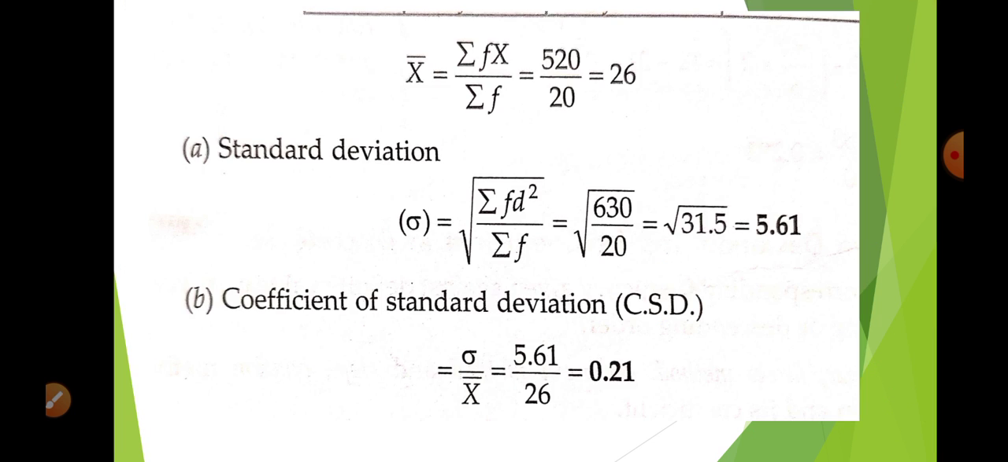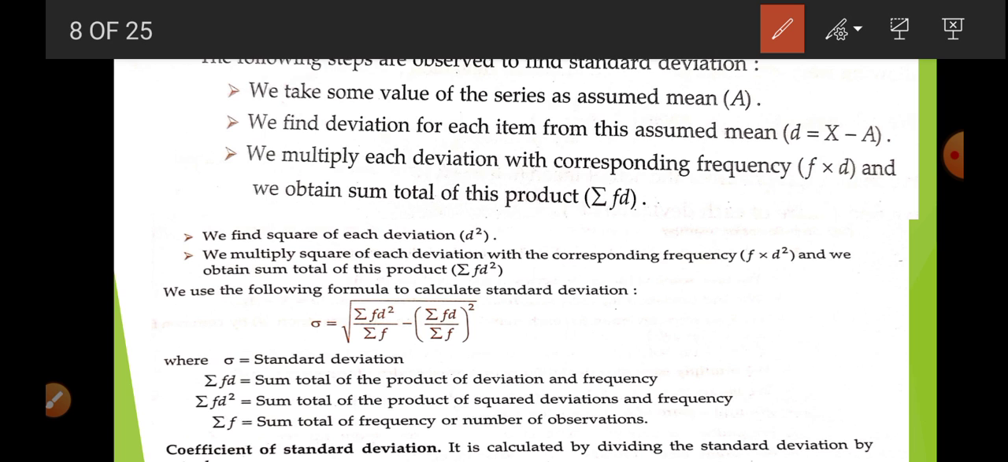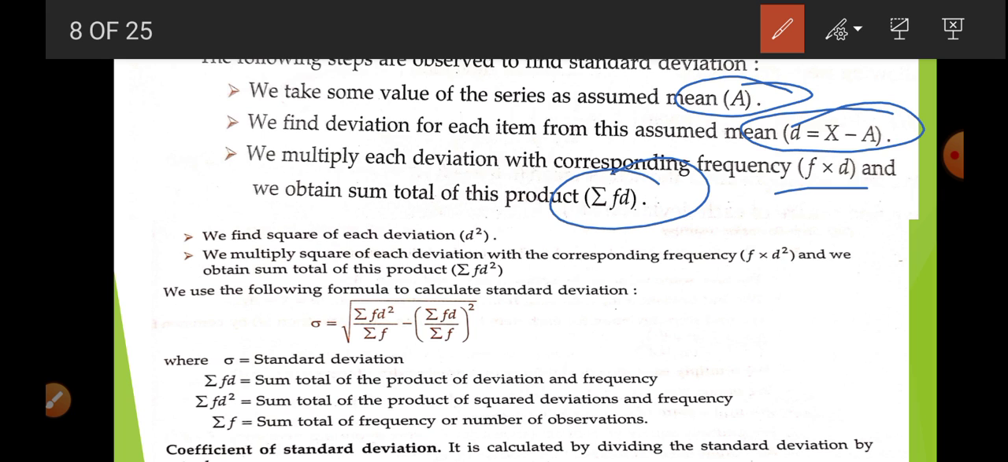So here again that is given. Now the shortcut method. What is the shortcut method? In this method, it is also known as the assumed mean method. We take any number as the assumed mean, we calculate deviation from it, then we multiply this deviation with the frequency and do its sum total, then do the square, multiply this d square with frequency, do its sum total, and use this equation.